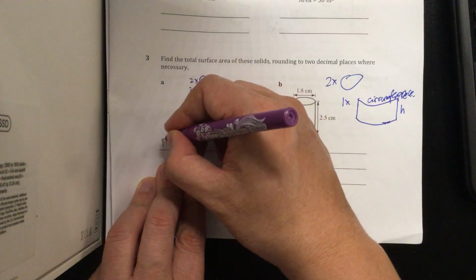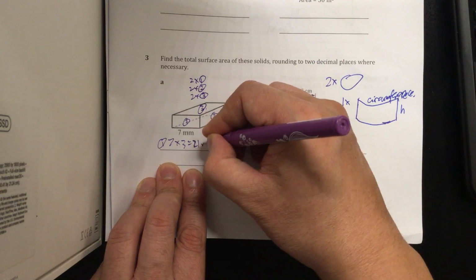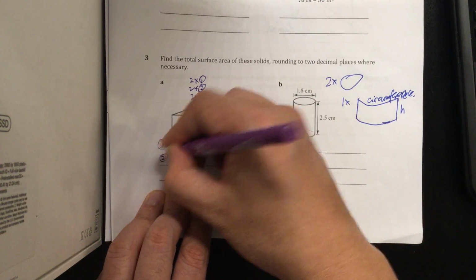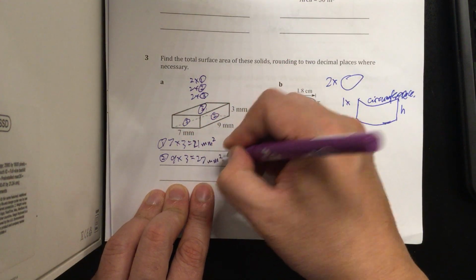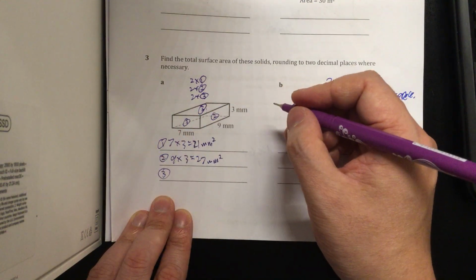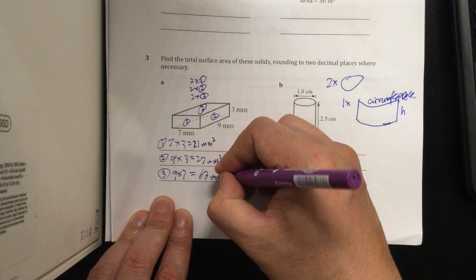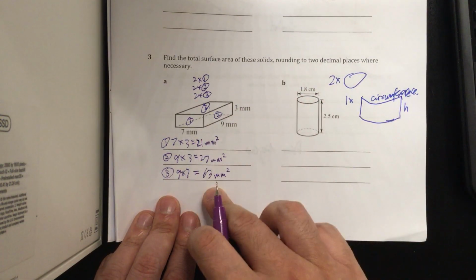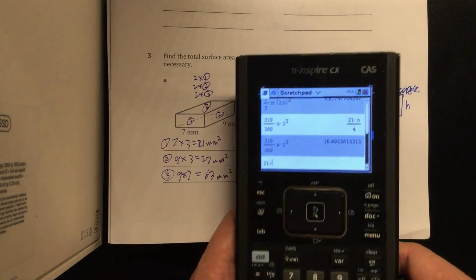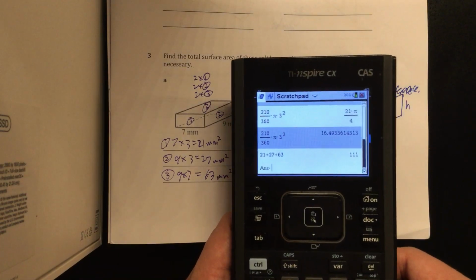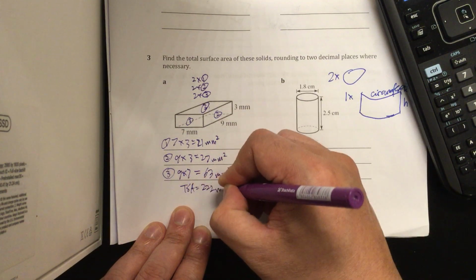How do we find the area of 1? 7 times 3 is 21 mm squared. What's 2? It's 9 times 3, 27 mm squared. What's the third one here? It's 9 times 7, 63 mm squared. Add them all up together, times by 2. So here we go, 21 plus 27 plus 63, times 2. 222. Total surface area equals 222.